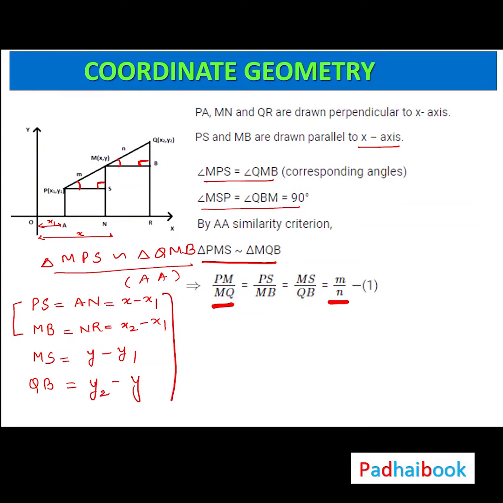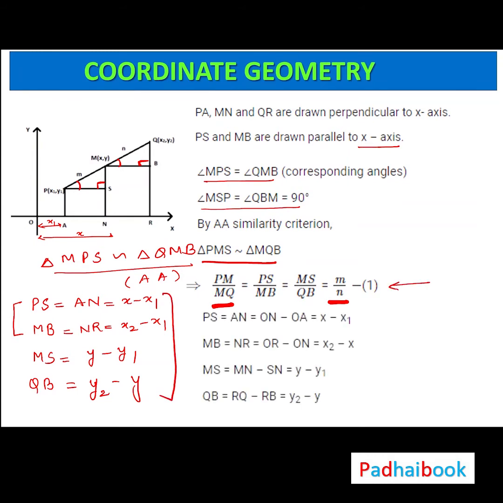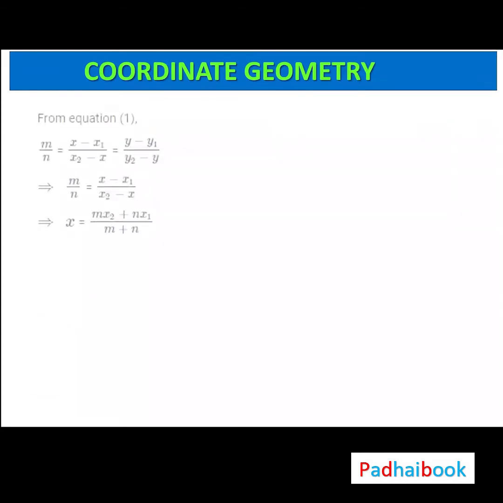Now I'm going to put all these values in equation number 1. I have already calculated the values, and now I'm going to put all of them in equation number 1. So here we have put the values. Now I will solve the first and second to get the value of x. Then I will solve the first and third to get the value of y.